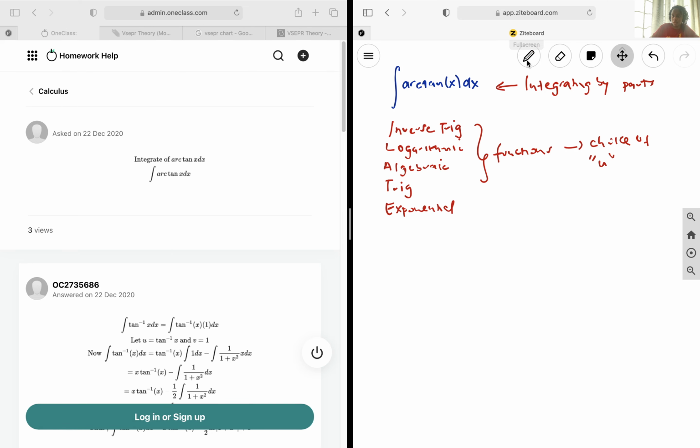So let's go ahead and write down the formula. So the integral of u dv is going to be equal to uv minus the integral of v du. Be careful that you don't accidentally interchange the two because they look so similar. So v du. And so we see an inverse trig is the first thing that pops up, which means obviously our u is going to be equal to arctan x. Our dv is going to be equal to 1, which means v itself is equal to x.